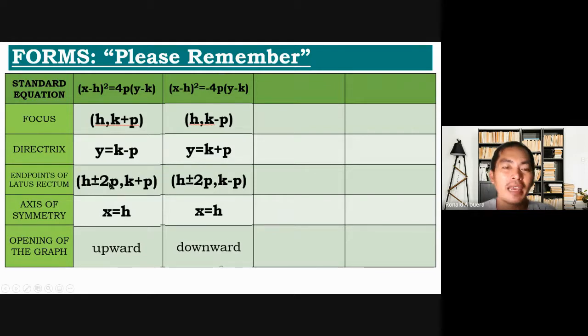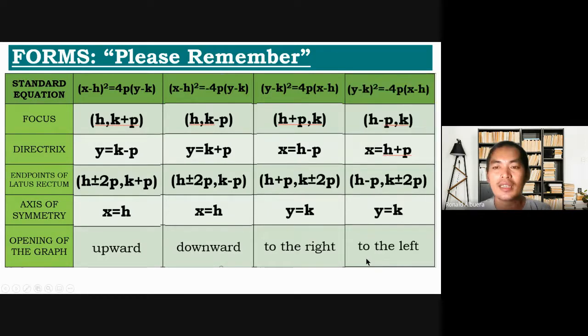Then, if you notice, the x-coordinate of the endpoints of the latus rectum is represented by h plus or minus 2p. Ang clue lang niyan ay dinidivide ko lang yung length of the latus rectum by 2. Okay. And the axis of symmetry is x equals h. Tandaan ha? Pag upward, downward, x equals h yung axis of symmetry. And the directrix is y equals k plus or minus p. Okay. How about naman if the graph opens sideward to the right or to the left?